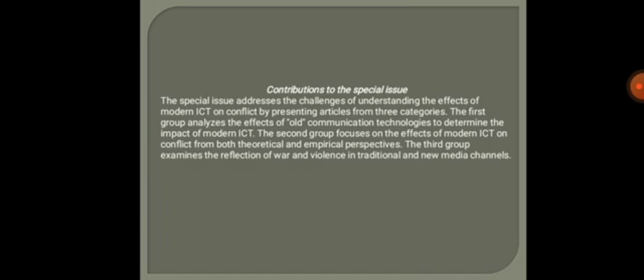The contributions to the special issue. The special issue addressed the challenges of understanding the effects of modern ICT on conflict by presenting articles from three categories. The first group analyzes the effects of old communication technologies to determine the impact of modern ICT. The second group focuses on the effects of modern ICT on conflict, from both theoretical and empirical perspectives. The third group examines the reflection of war and violence in traditional and new media channels.